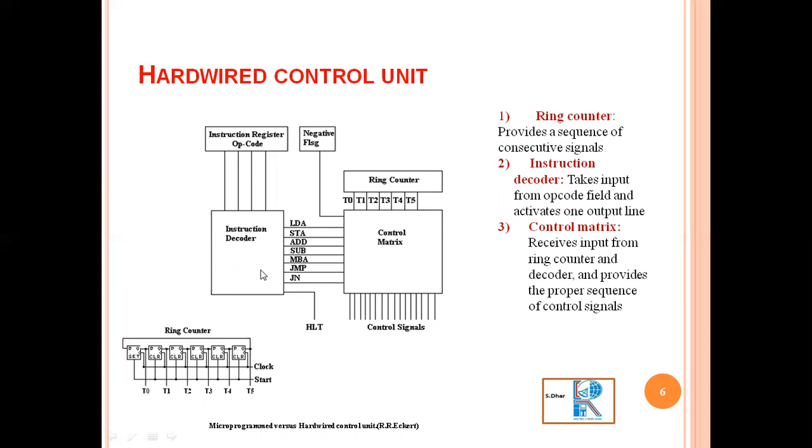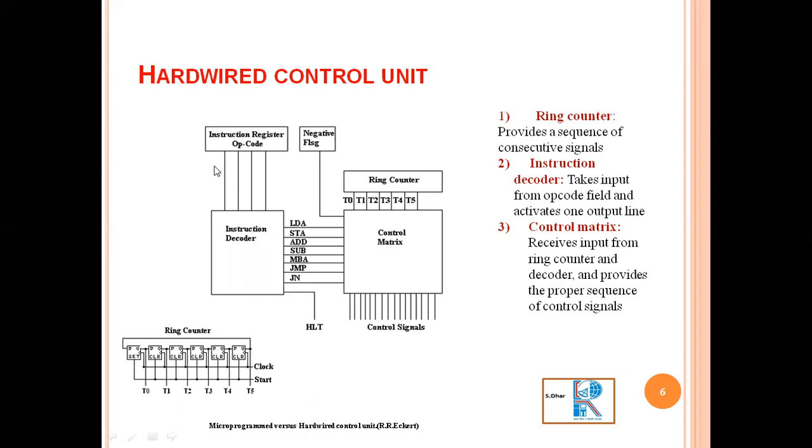So first I told you that this hardware control unit contains 3 components. One is the ring counter. This is the ring counter. It will generate T0, T1, T2, T3, T4, T5. Again T0, T1, T2, T3, T4, T5. Then comes the instruction decoder. I have already told you that the instruction decoder decodes the instruction. That means out of the 16 instructions, it will activate only one instruction.